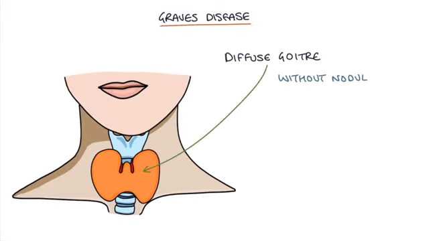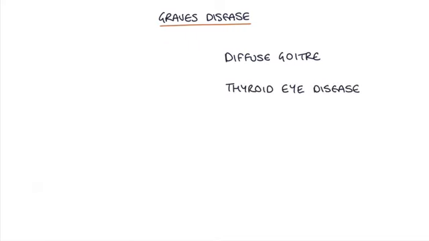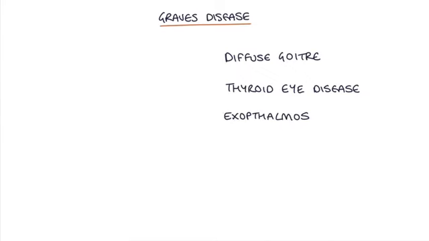There's a couple of features that are unique to Graves' disease, and these all relate to the presence of TSH receptor antibodies. So you can have a diffuse goiter without any nodules, thyroid eye disease, which is what we talked about, this exophthalmos, and pretibial myxedema.